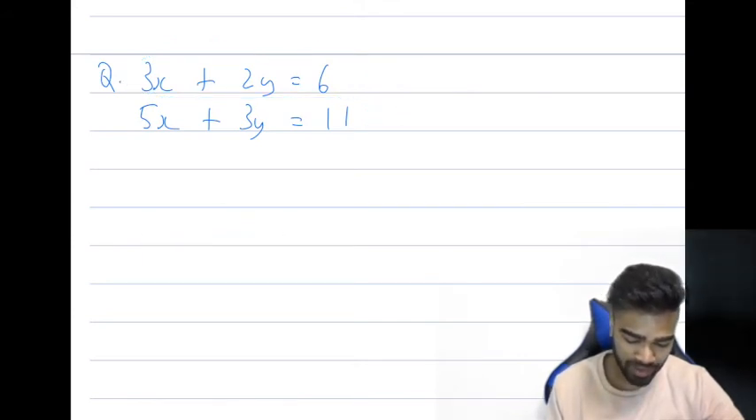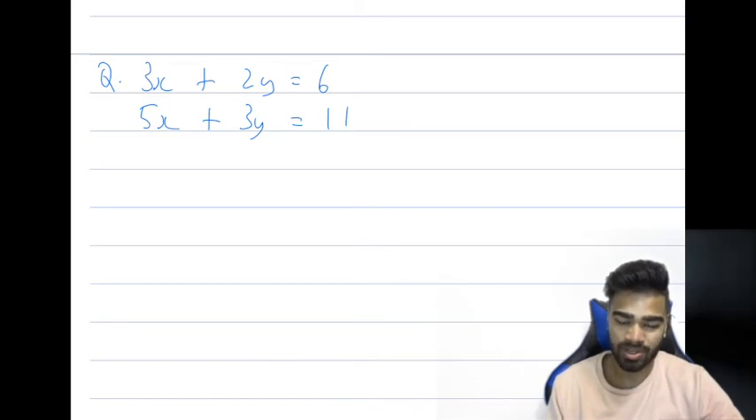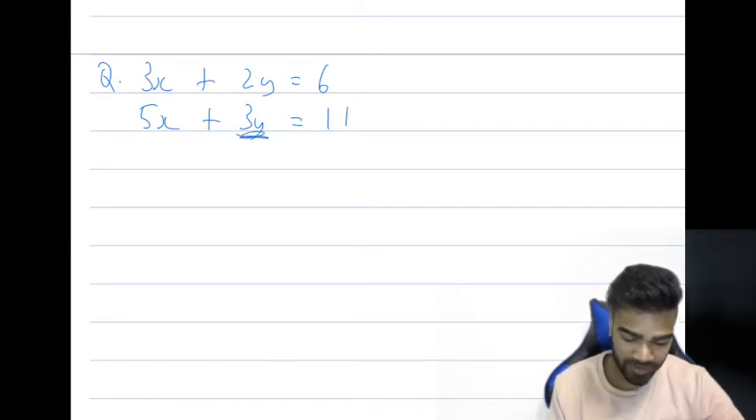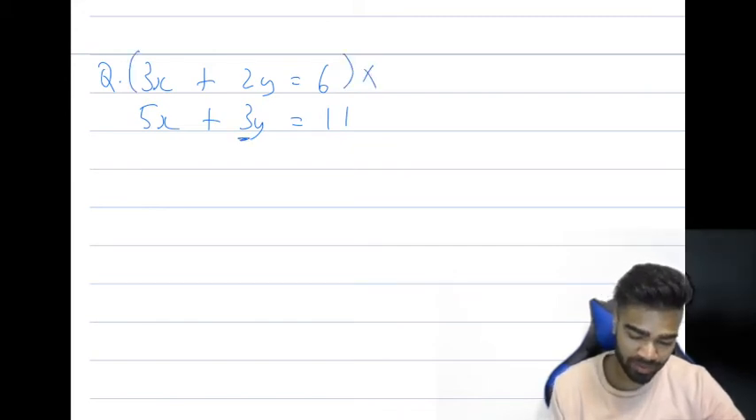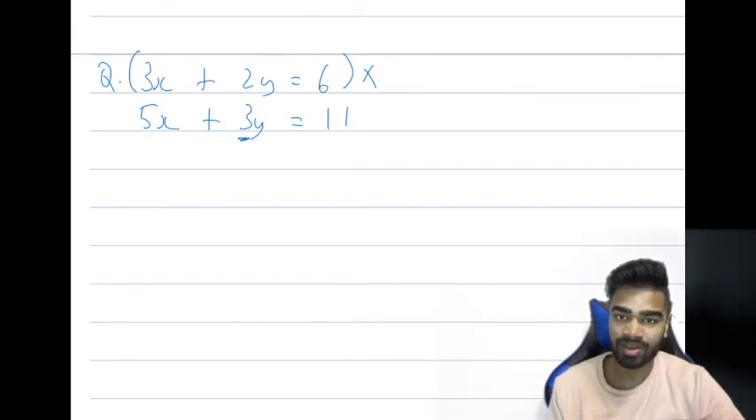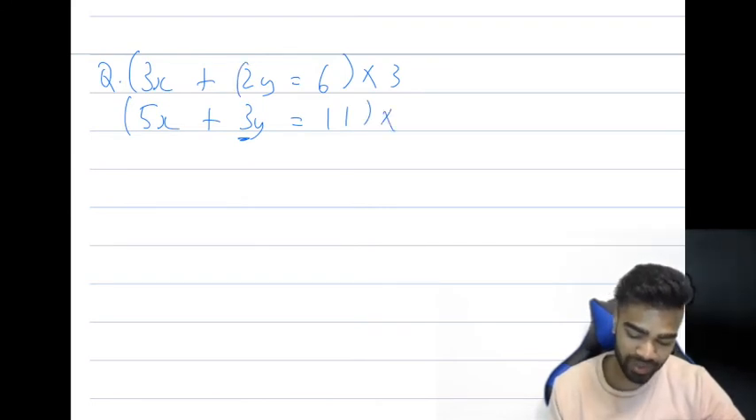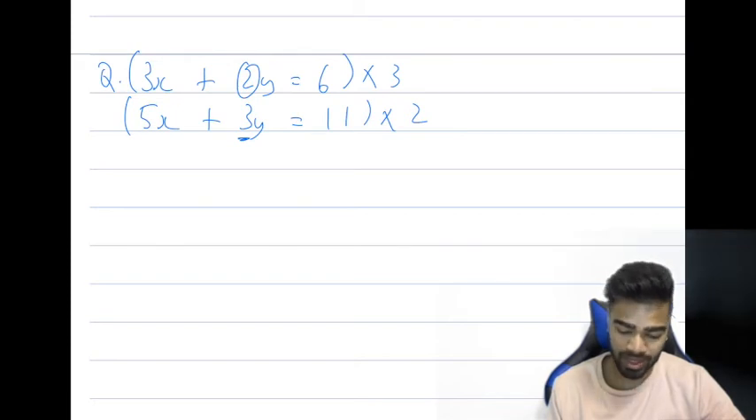What you're going to do is pick the variable with the smallest possible numbers first, okay? So y is the variable with the lowest possible numbers, which are 2 and 3. Then, I meant to say, take the top equation and multiply by the bottom number, which is 3. And then take the bottom equation and multiply by the top number, which is 2. Okay, let's see what happens if we do this.